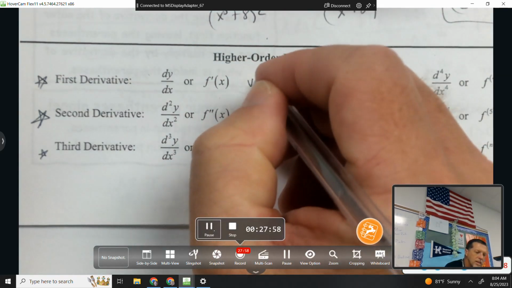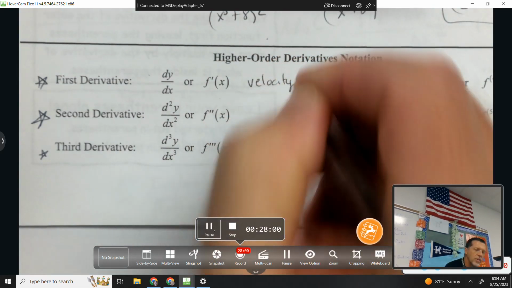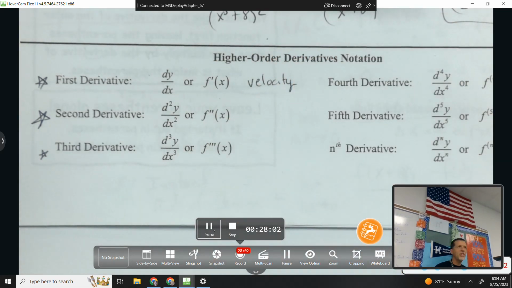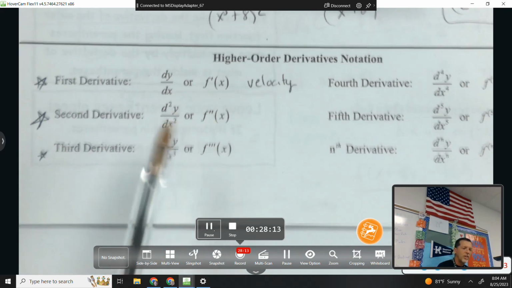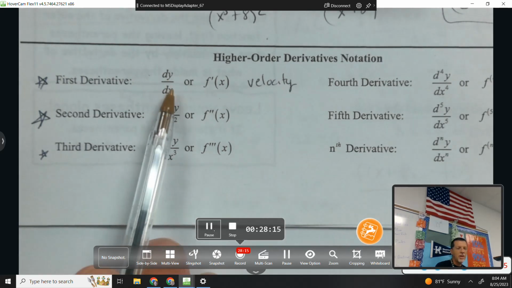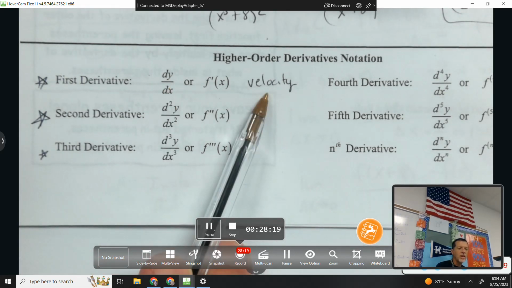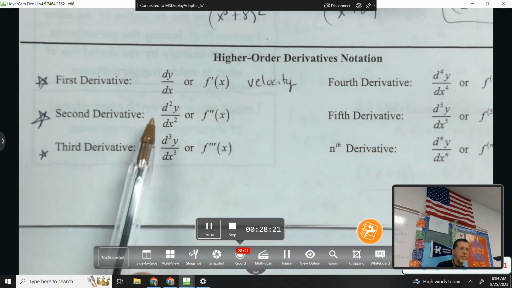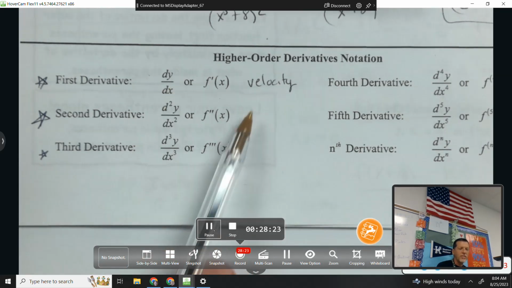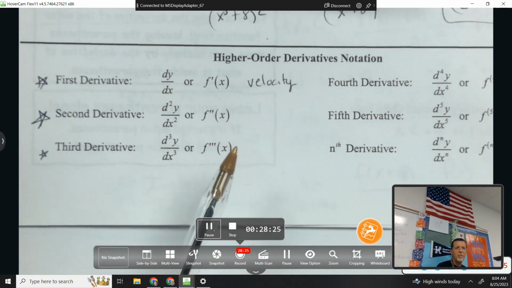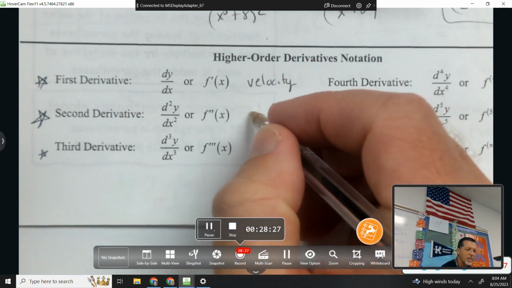Let's put these on here. The first derivative is velocity, change in distance over change in time. How many of y'all had physics last year or this year? Probably most of you. Okay. So if that's distance in time, change in distance over change in time is velocity. If we take a derivative of velocity, so if we have the change in velocity over change in time, what's that called? That's acceleration.